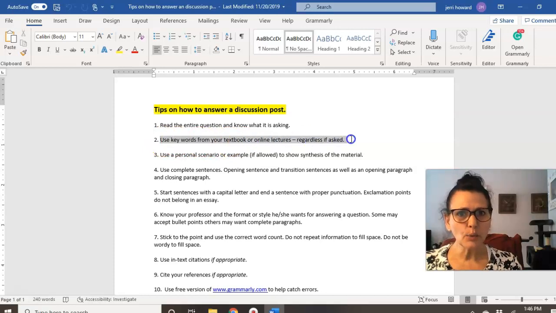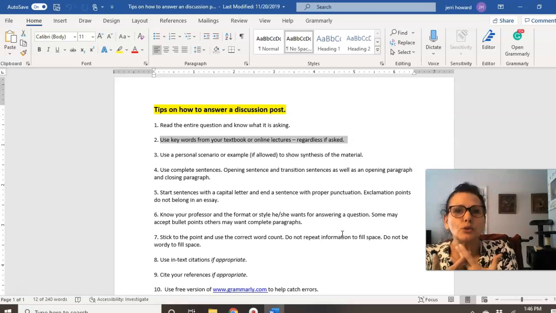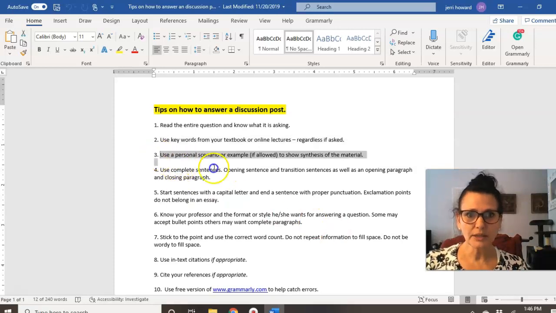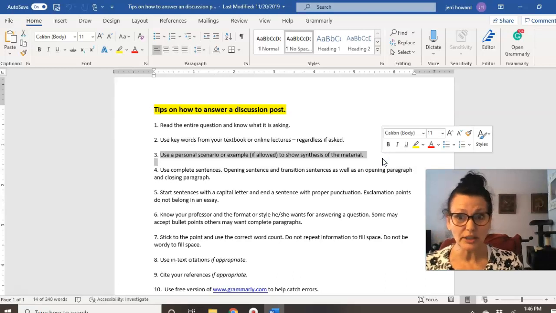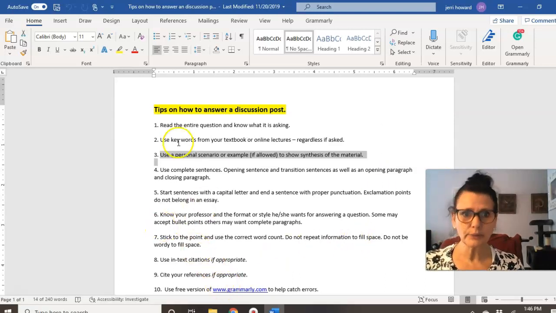Then use keywords from your textbook and the online lecture, even if you're not asked about it. That's what we want to see. We, your instructors, want to see that you read the material. So use those key terms. It's always good to use an example to show that you can tie the material in, a good synthesis of the material, but you don't have to.